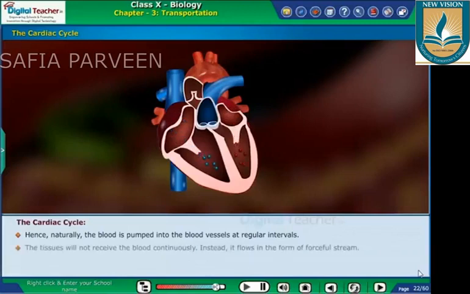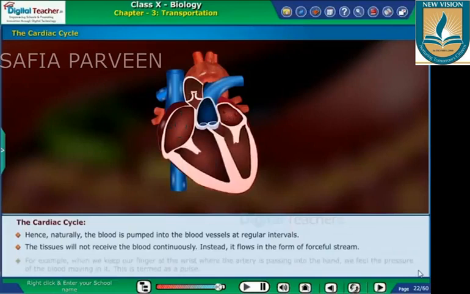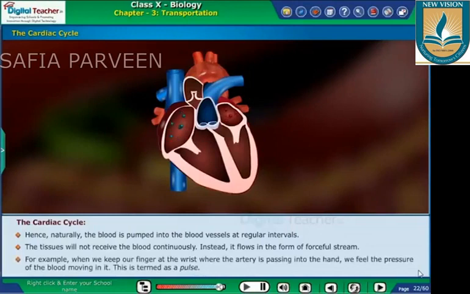At the tissues also, blood is not received continuously, but in the form of a stream. If you put a finger at your wrist and observe, you will feel the blood passing in the artery. You will feel the pressure of blood moving in your hand, and this is called the pulse. The number of pulses produced in the hand is equal to the number of times the heart beats.